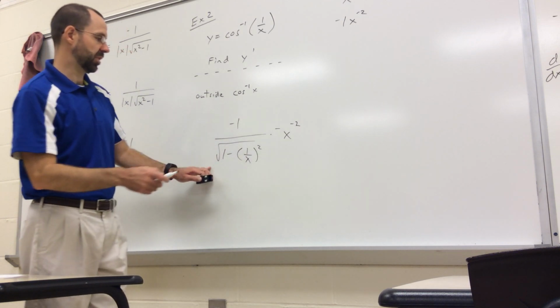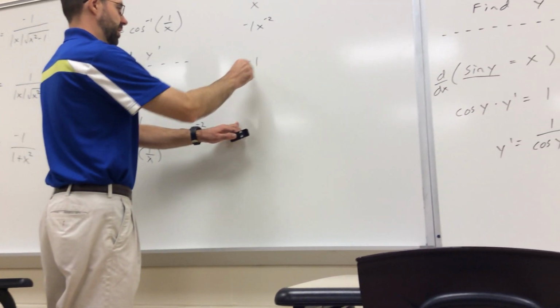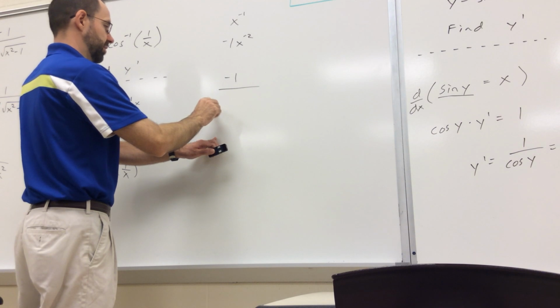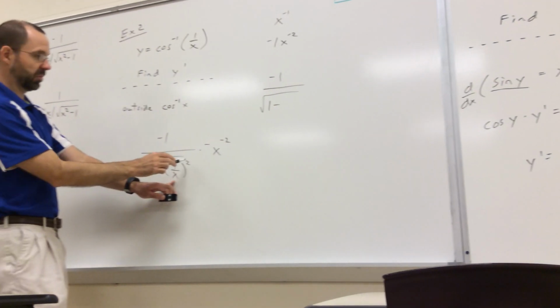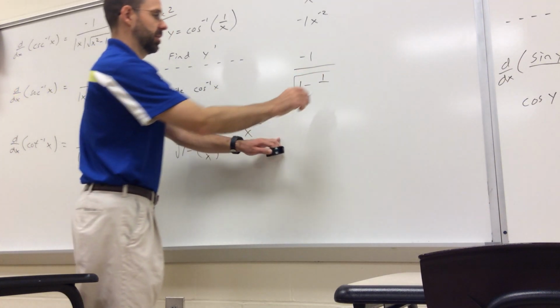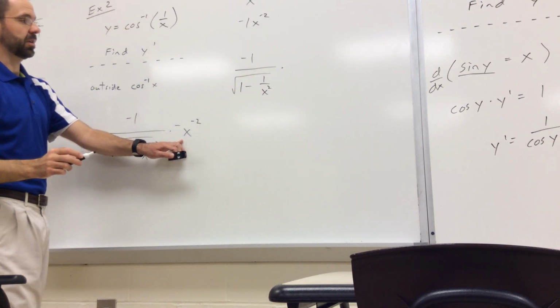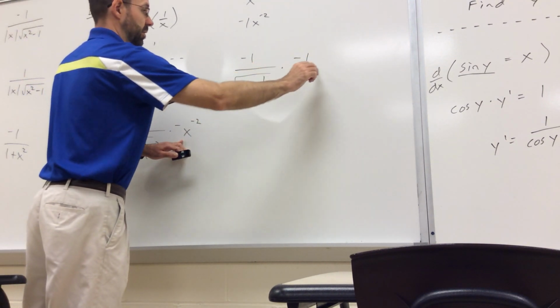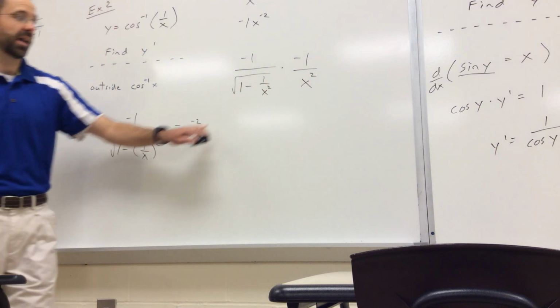All right, so what I want to do first is rewrite this. So this is negative 1 over the square root of 1 minus, well, I'll square this as well. 1 squared is 1, and x squared is x squared. And then this is negative 1 over x squared. I rewrite that.